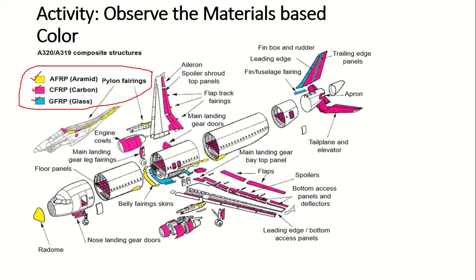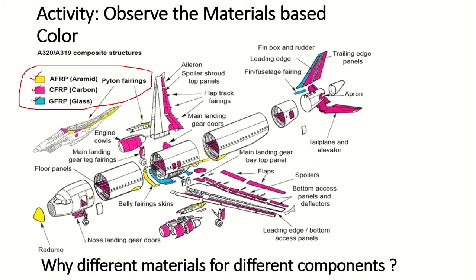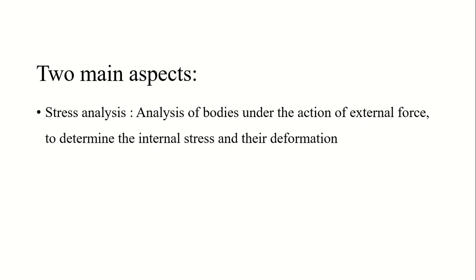But still, why different materials for different components? The reason is very simple. As engineers, we need to observe which components and which materials are subjected to what different types of stresses. Based on that, materials will be selected. Here two aspects come into the picture. One aspect is stress analysis of bodies under the action of external forces, and also determining internal stresses and their deformation. Very important. Based on this, materials will be selected for different components.